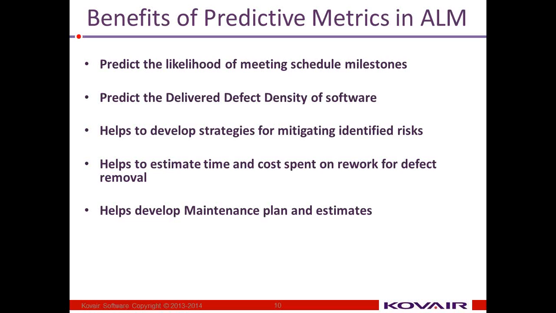So that is also going to impact your schedule variance, because if you spend man days after man days trying to get rid of the defects at a later stage of the project, then that's going to definitely mess up your estimated time plans. And it also helps us to develop maintenance plans and estimates. Okay, so this is the expected delivered defect density, so we can expect that on average in 7 days we will be facing 20 defects from the product. So I better keep 2 or 3 guys on hold so that they can work on those defects.